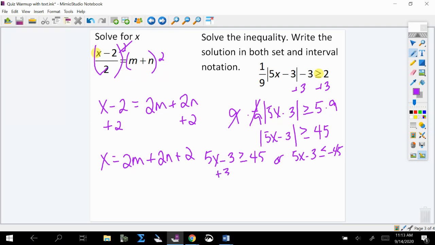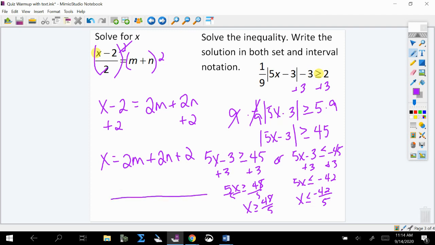Now we're going to add 3. Same thing here, add 3. So we have 5x is greater than or equal to 48, or 5x is less than or equal to -42. Divide by 5. So you have x greater than or equal to 48/5 and x less than or equal to -42/5. If you'd rather write those as decimals, you can, but leaving them as a fraction is perfectly fine.